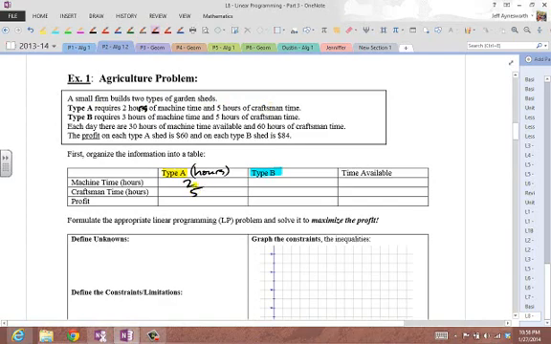So let's put 5 in here. 2 hours of machine time, 5 hours of craftsman time. That means it takes 2 hours for a machine to build a Type A shed, and it takes 5 hours for a craftsman to build it. That's what it means. For Type B, that's a little bit different. It takes 3 hours of machine time and 5 hours of craftsman time.